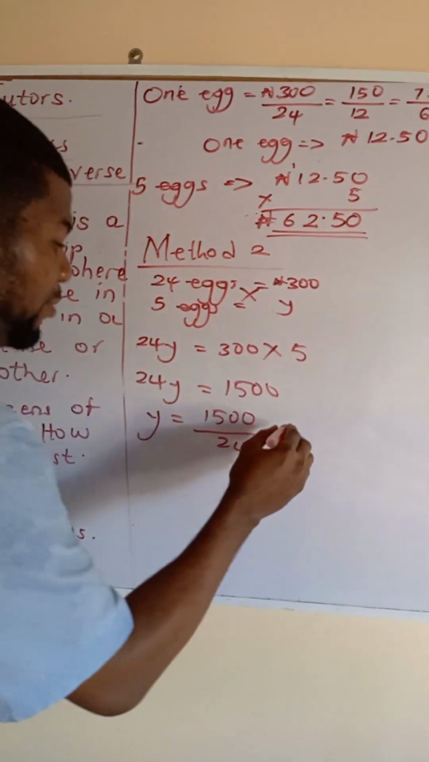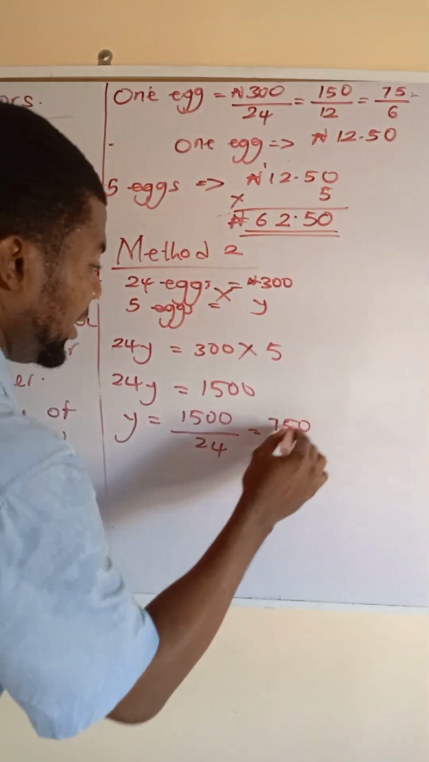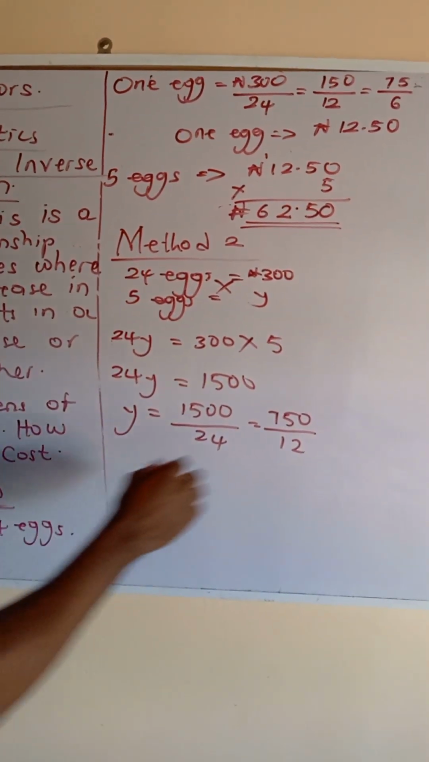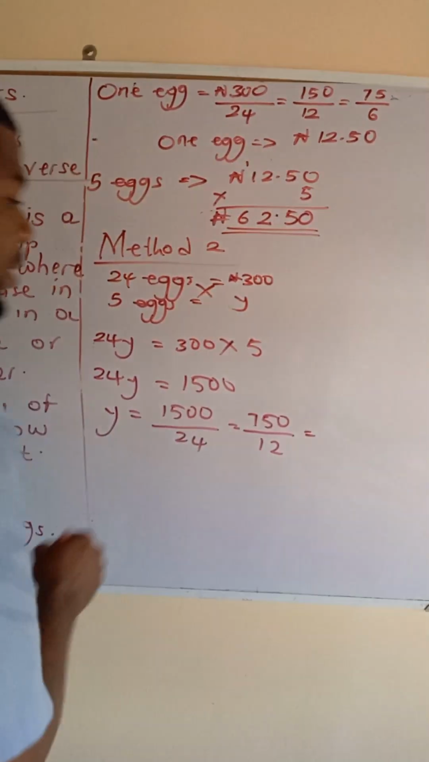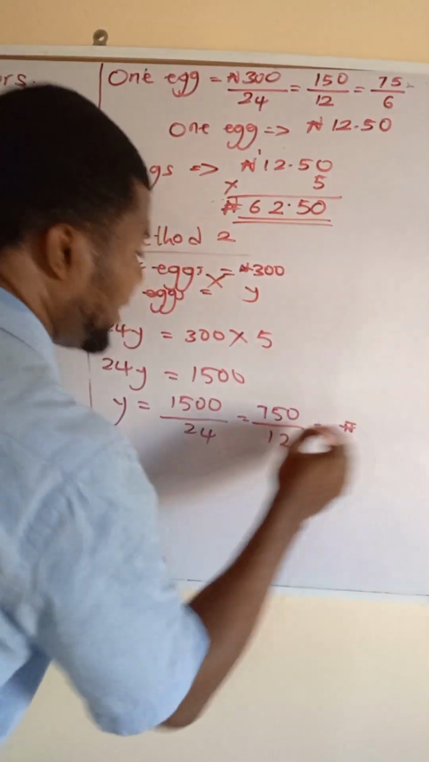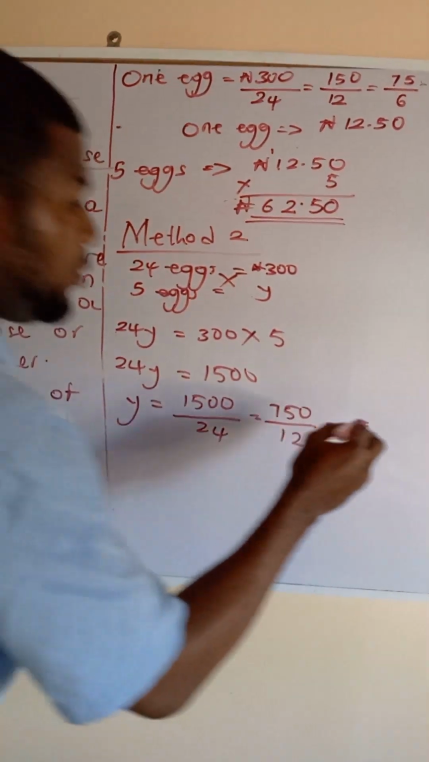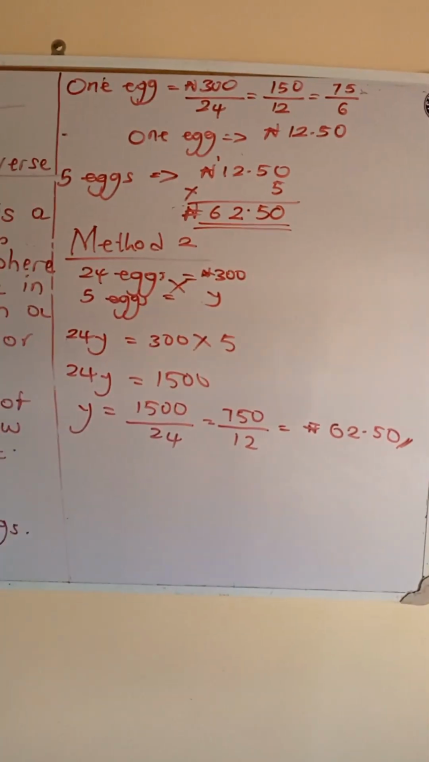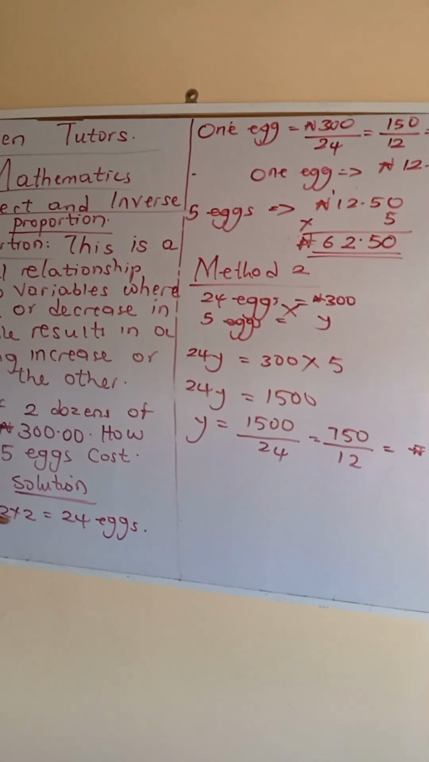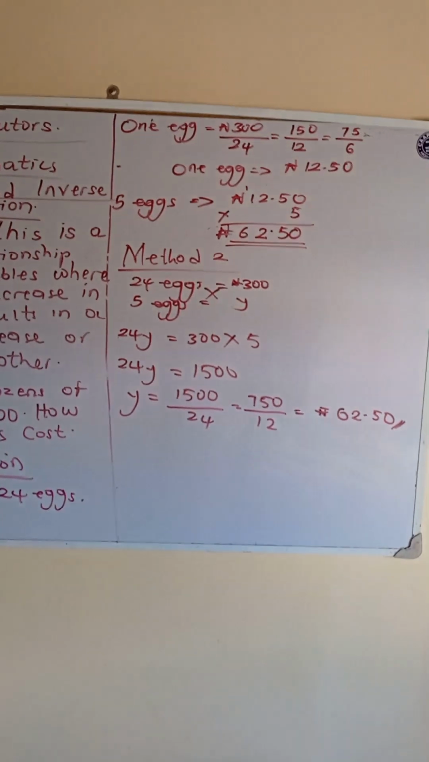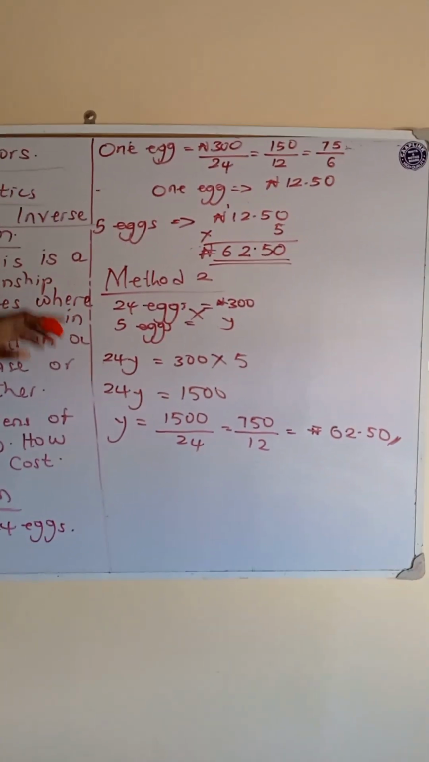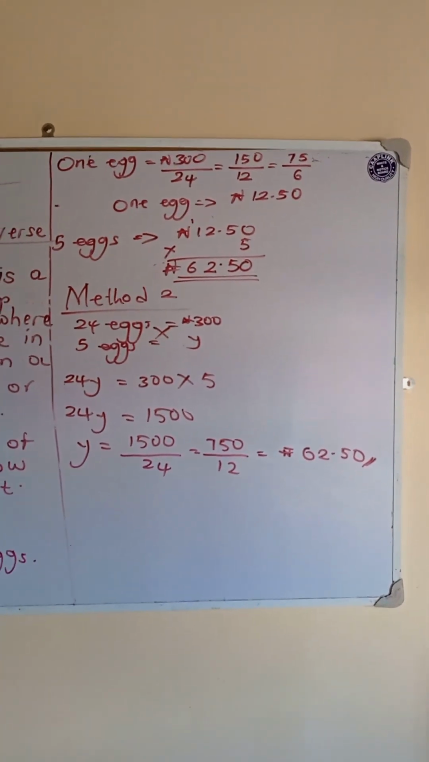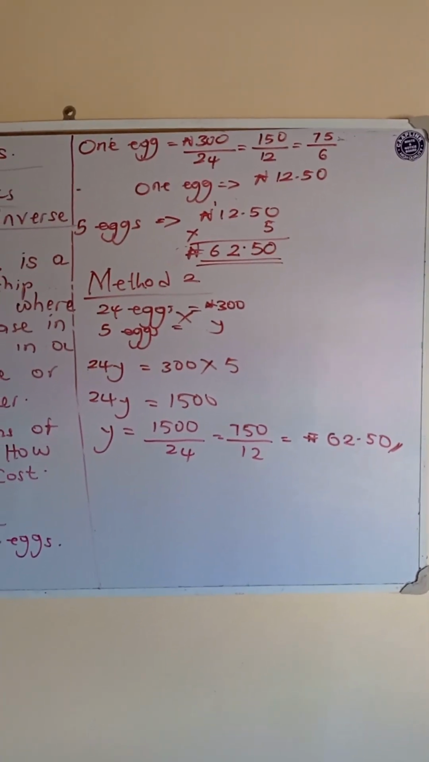All right, this will give me 750 divided by 12, right? Then, when you divide 750 divided by 12, it's going to give you 62 naira 50 kobo. So you can decide to use the first method by knowing how much one egg costs, then multiplying it by what you're looking for. Or you use this method 2 on equivalent fraction.